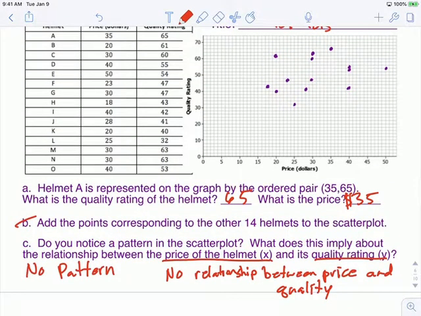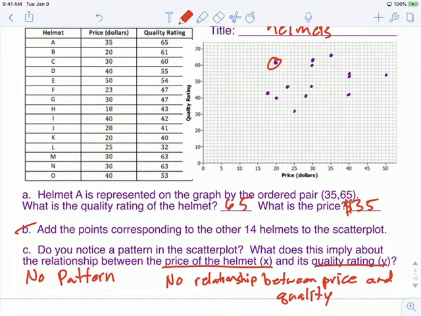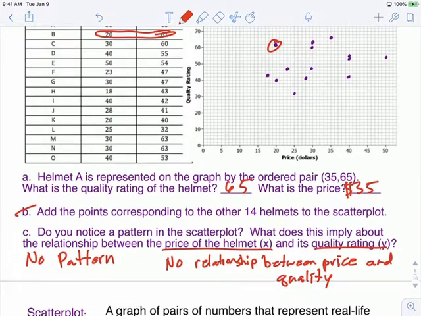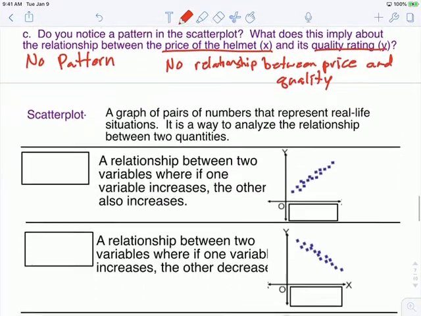So basically, just because I'm paying more doesn't necessarily mean that I am getting a better helmet, and just because I'm paying less doesn't necessarily mean that I'm going to get a bad helmet. I could get a good helmet like this one here that has a pretty high rating. Let's see which one that is. That's probably our $20 one here. It's got a fairly good rating, and it's actually one of the cheapest ones. So there doesn't seem to really be some sort of a pattern there.